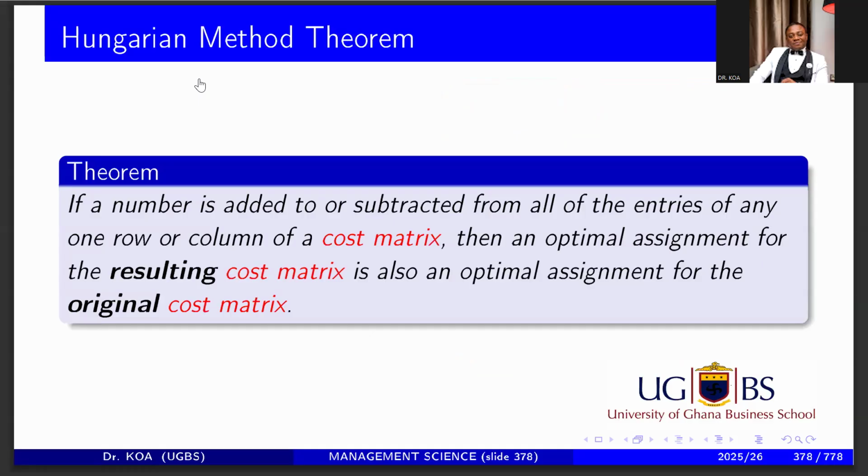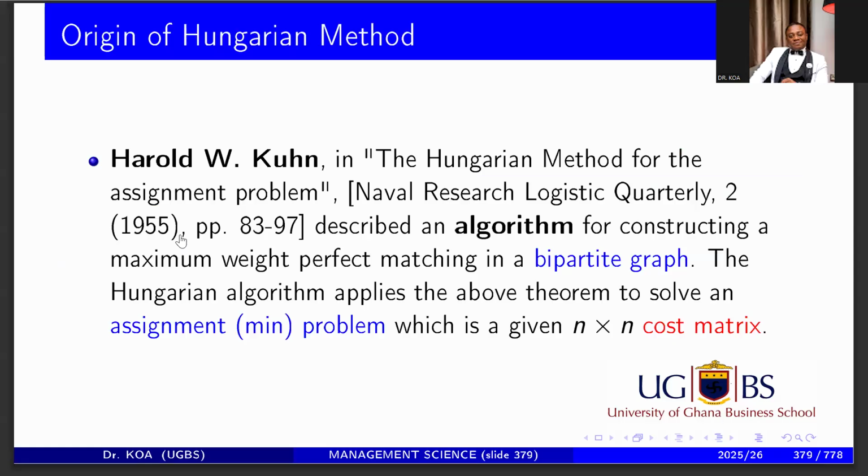And there's a theorem that you have got to note here. If a number is added to or subtracted from all of the entries of any one row or column of a cost matrix, then an optimal assignment has been reached. Okay, and the resultant cost matrix is also an optimal assignment for the original cost matrix. We'll see this one as we go further.